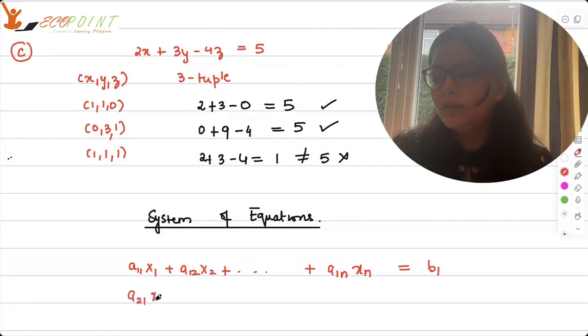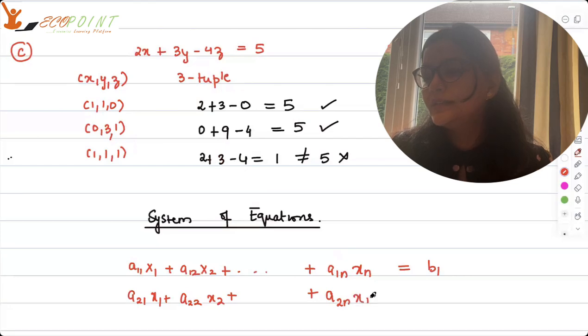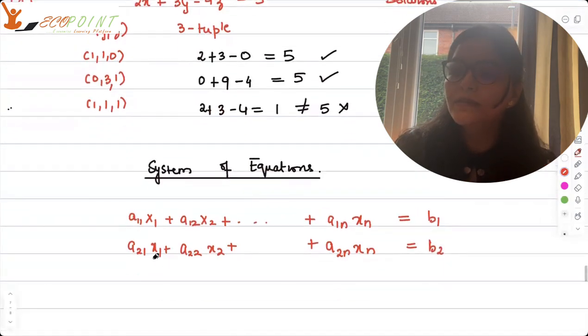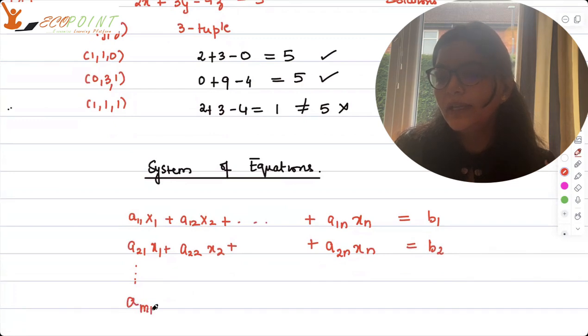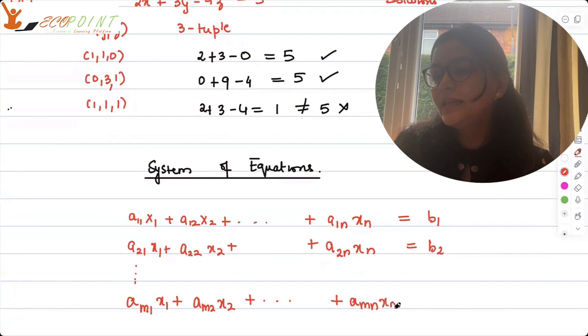Similarly, a21 x1 plus a22 x2 plus so on and so forth, up to a2n xn. This is the second equation. Again, of course, the variables will remain the same, x1 to xn, and say this is b2. Suppose we have m such equations. So the final equation will look like am1 x1 plus am2 x2 plus so on and so forth till amn xn is equal to bm.